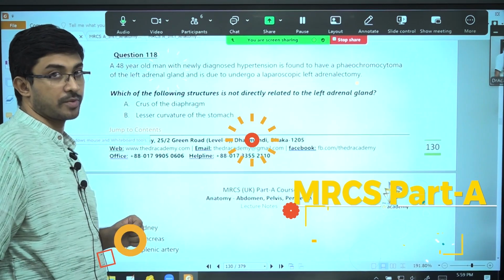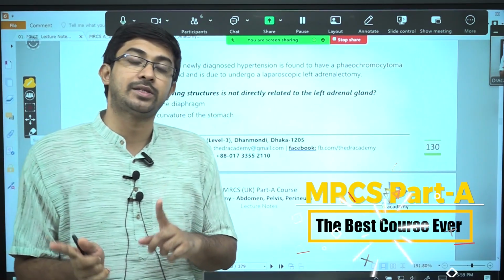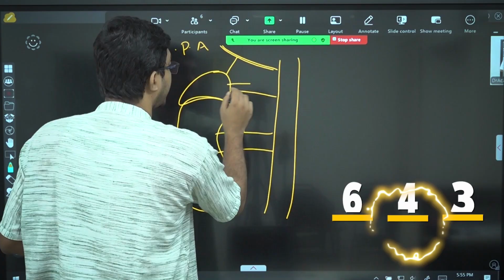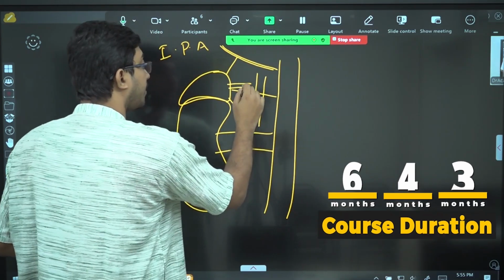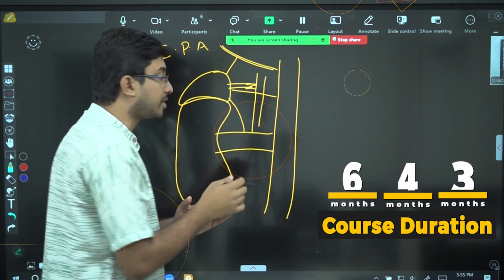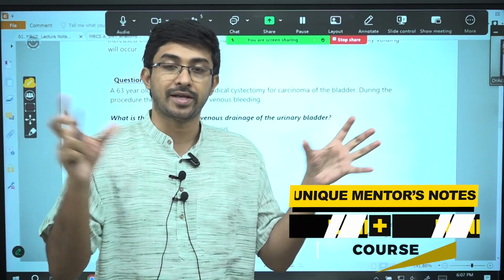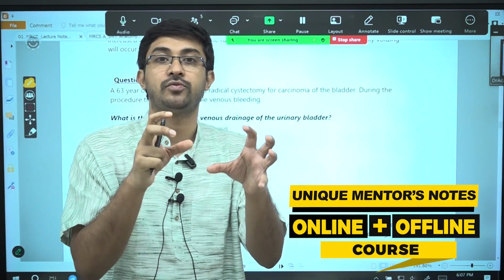Lesser curvature of the stomach. Look, the lesser curvature of the stomach is present on the right side, not on the left side. The right adrenal vein directly drains into the inferior vena cava, as the inferior vena cava is located on the right side, but the left one cannot reach so long a distance. For the urinary bladder and prostate, the veins of the bladder and prostate just join to form a vesico-prostatic venous plexus.